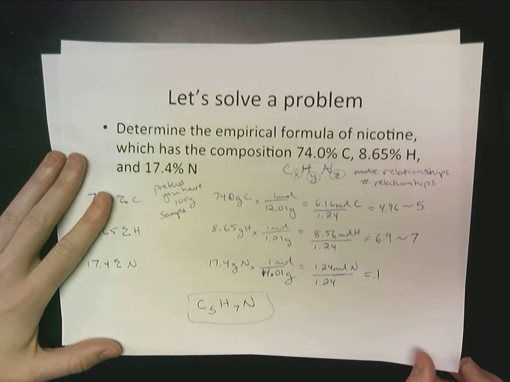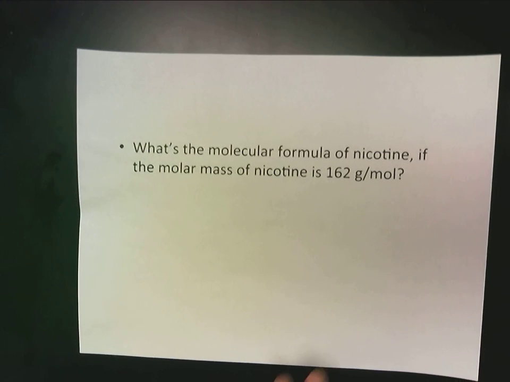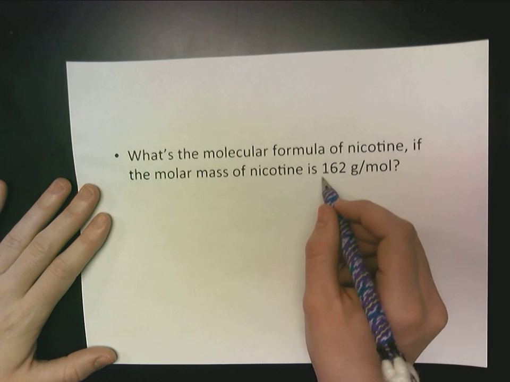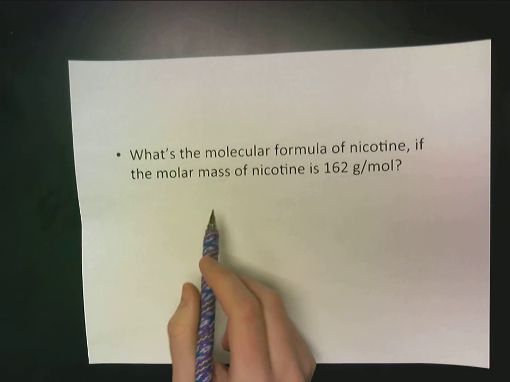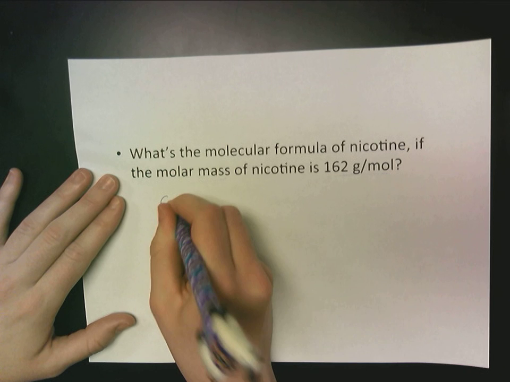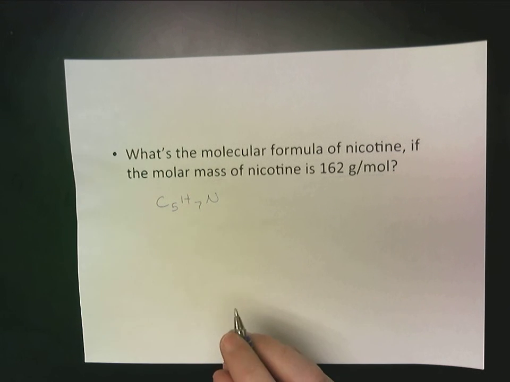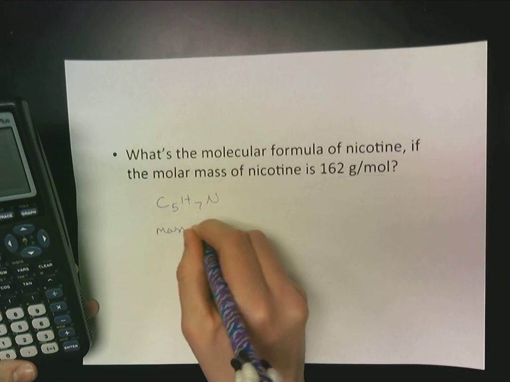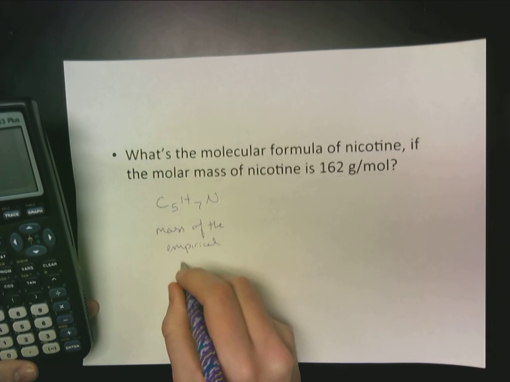The last type of thing you might be asked to do is to figure out the molecular formula of nicotine if the molar mass is 162 grams per mole. You're always going to need to be provided the molar mass or some information to figure out what the molecular formula is from the empirical formula. So if I know that this is my empirical formula, the first thing I want to do is find the mass of the empirical unit.